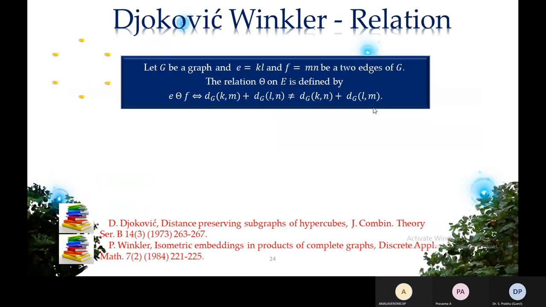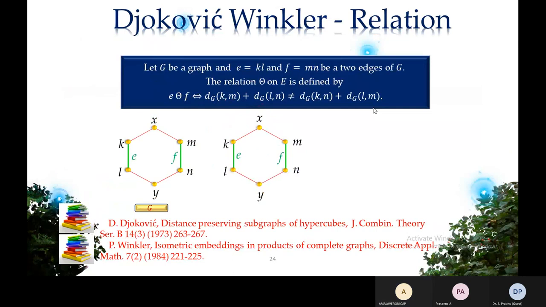Jacobic relation. Consider the graph. I'm going to explain the same Jacobic relation with this graph with the vertices X, Y, M, N, K, L. Consider the two edges, E and F. And I'm going to verify whether these edges E and F satisfy this relation. Once it is satisfied, I can remove these two edges E and F and make the graph into two components, which are convex subgraphs. Let us first check the same graph. What is the relation? E and F are related only when the distance between KM plus the distance between LN is not equal to the distance between KN plus the distance between LM. So what is your KM distance? It is 2.